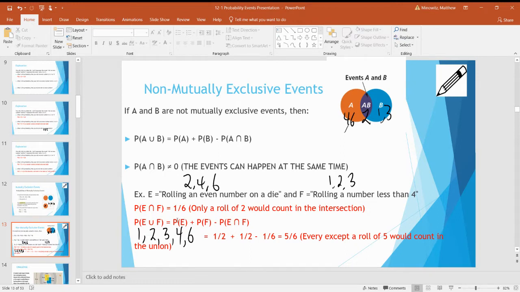The formula says we can add up the probability of evens, so there's 3 out of 6, plus the probability of less than 4, which is 3 out of 6, and we can subtract the only number that overlaps and still get the same 5 out of 6. But it's personal preference whether you want to use the formula or count up how many winners out of how many total.